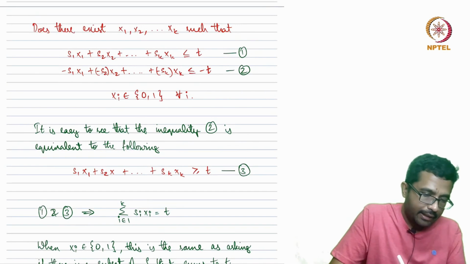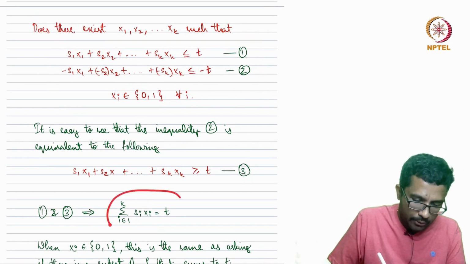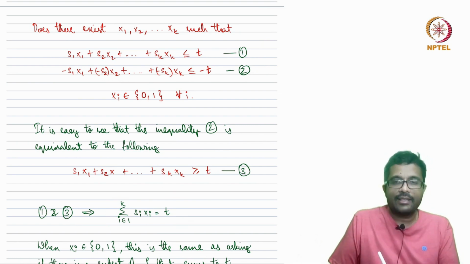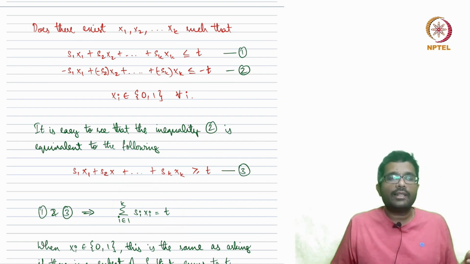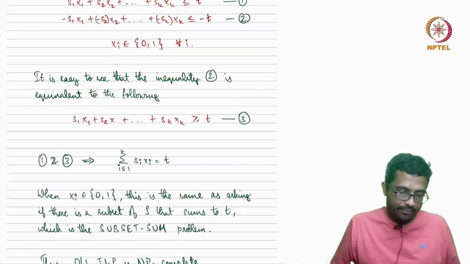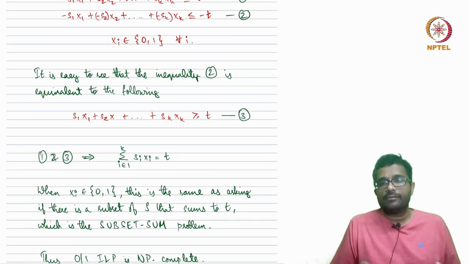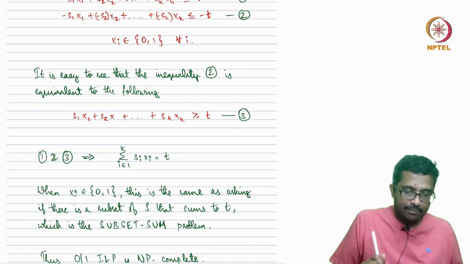So we wrote the 0, 1 ILP instance and we said that this is equivalent to checking whether there is xi such that summation si xi is equal to t, but that happens exactly when there is a subset of S which sums to t. So what we end up with is the subset sum problem. So this is equivalent to the subset sum problem.